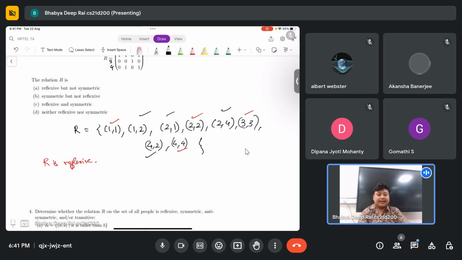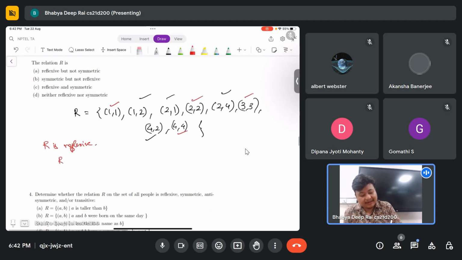So (4, 2) is there. The remaining elements (1, 1) or (2, 2), if I flip, I'll get itself, so it will obviously be there in the relation. Okay. So flipping each of the tuples, I get that it is still a member of the relation. So therefore R is symmetric. And the relation R is reflexive and symmetric. So the answer is C. Good.